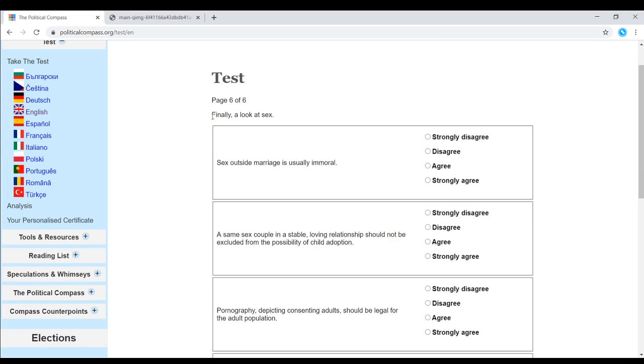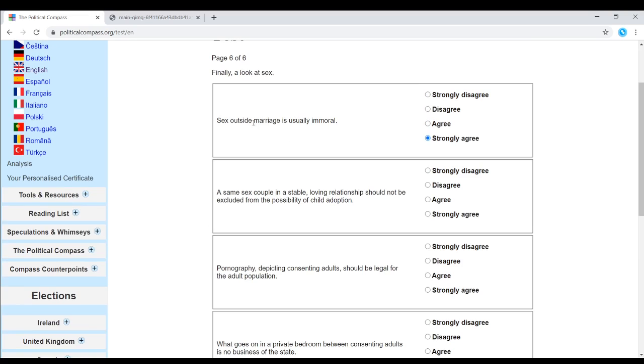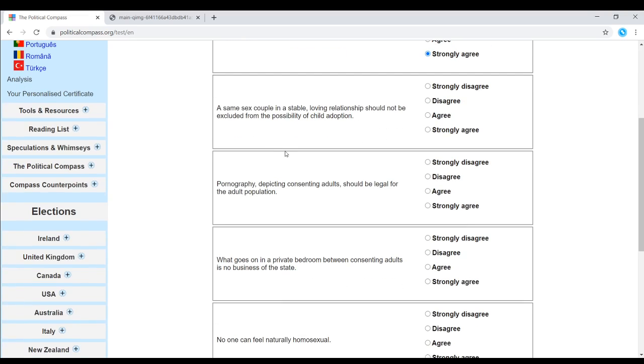Okay, last page. Finally, a look at sex. Ooh, great. Sex outside marriage is usually immoral. Of course, it's always immoral. Usually, this should be always. Okay, a same-sex couple in a stable, loving relationship should not be excluded from the possibility of child adoption.